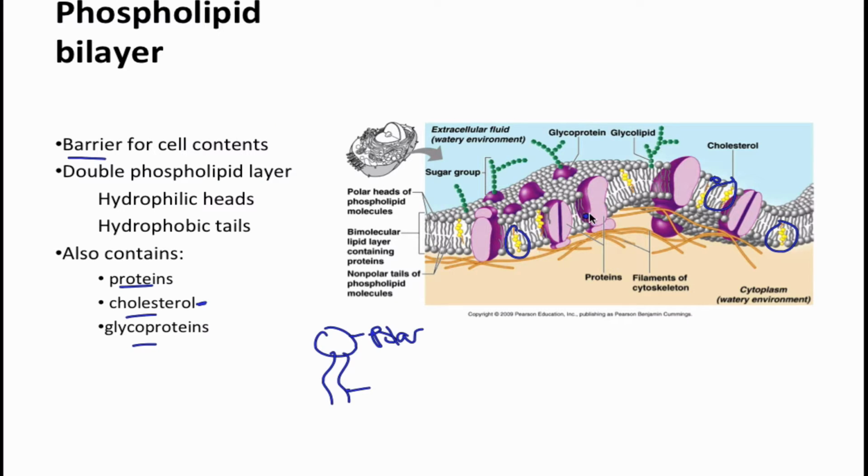Then we have our proteins. Let's find those. Proteins are in purple. We have integral proteins and peripheral proteins. These ones right here are going to be peripheral. Peripheral means that it doesn't go all the way through the phospholipid bilayer. Here's an example of an integral protein. Okay, proteins are going to act as membrane transport where molecules can go in and out of the cell that way.